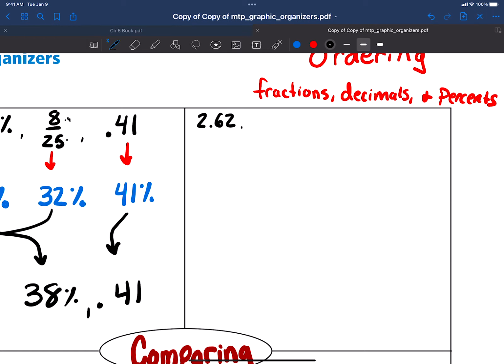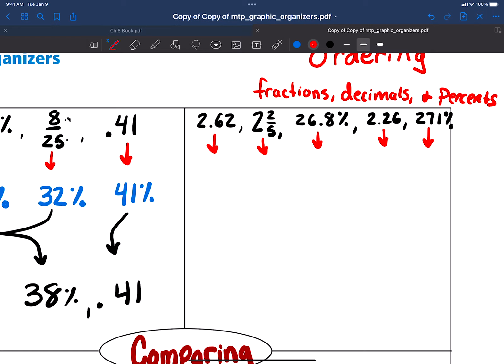2.62. See how I'm writing it small? There's going to be quite a few. 2 2/5, 26.8%, 2.26, and 271%. Okay, so like I said, take a different color, draw an arrow, and change them now into the same things.